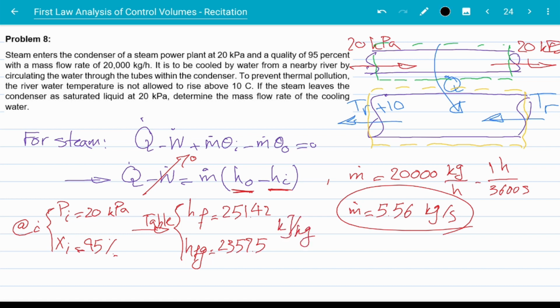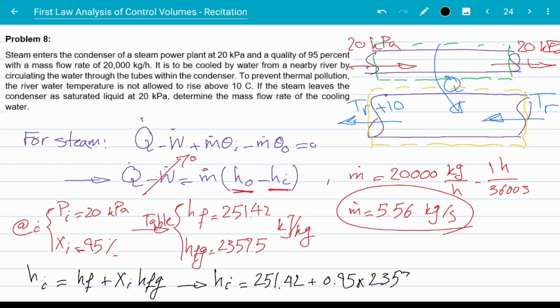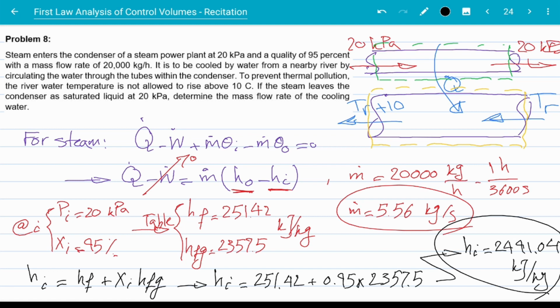Now I can use the quality equation. I can say H at the entrance is H of f plus quality times H of fg. H of entrance will be 251.42 plus 0.95 times 2357.5, which gives me enthalpy at the entrance is 2491.4 kilojoules per kilogram. Okay, I found H of I.